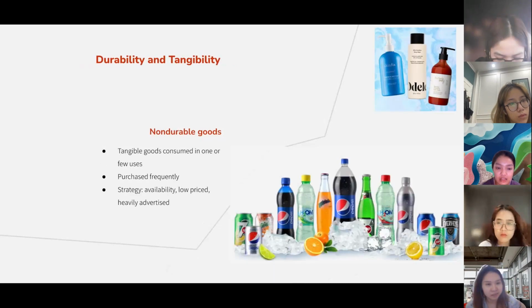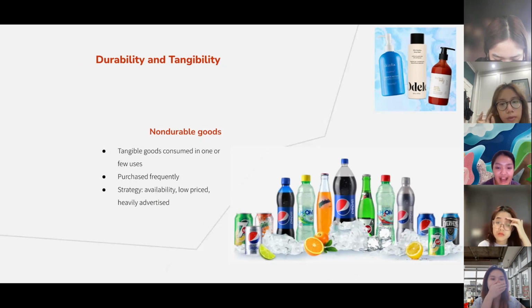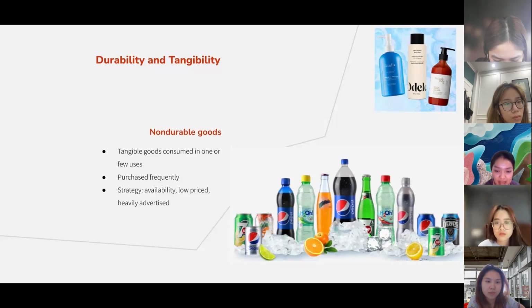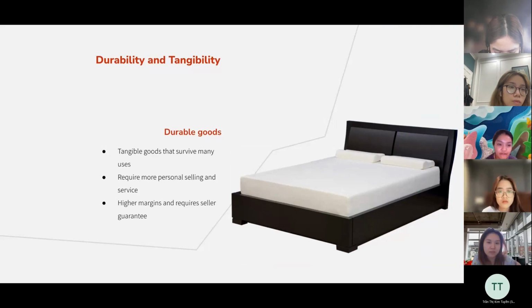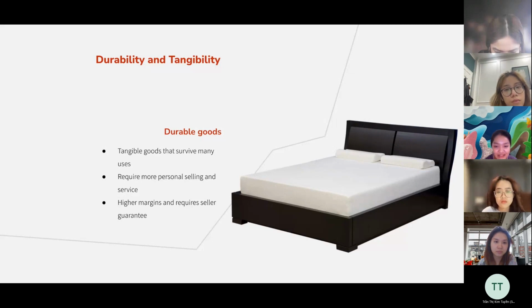Next slide is durability and tangibility. It can be non-durable goods, which are tangible goods consumed in one or a few uses. You can see here some drinks, and they have to be readily available. Next one is durable goods, which are tangible goods that survive many uses. For example, the bed we use every day, right?